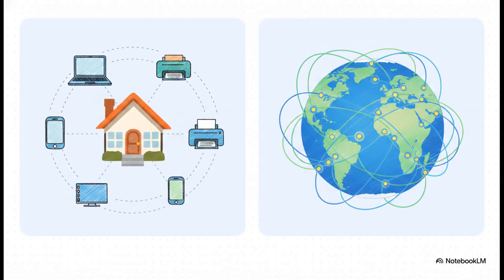The absolute foundational concept of networking is just understanding the scale of your connection. A LAN, local area network, connects the devices inside your own home or a single office. So your laptop, your wireless printer, your smart TV. A WAN, however, a wide area network, is massive. We're talking sprawling across entire cities, countries, and continents. In fact, the internet itself is quite literally the ultimate WAN.